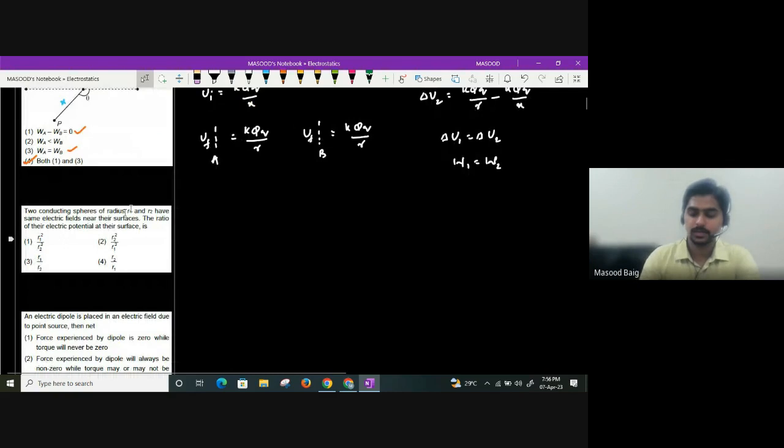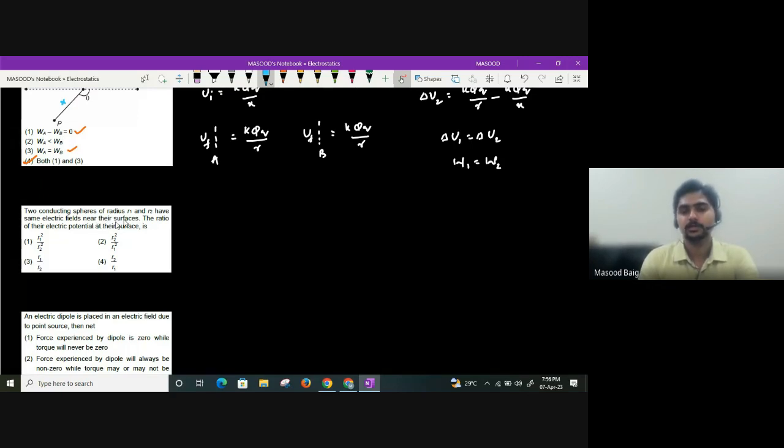Right. A similar type of question you got in 2022, guys. Two conducting spheres of radius r1 and r2 have the same electric field near the surfaces. If you take a sphere, inside the conductor, what would be the field? It is going to be 0, as you all know. Just outside, what would be the electric field? For the first sphere, they have the same electric field, and they're asking the ratio of electric potential at their surface.